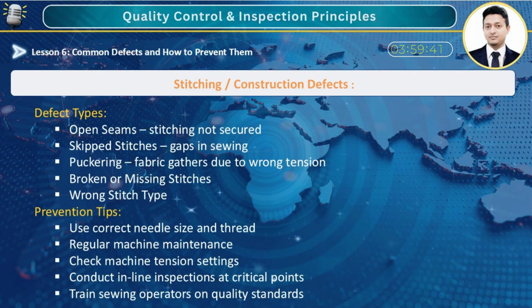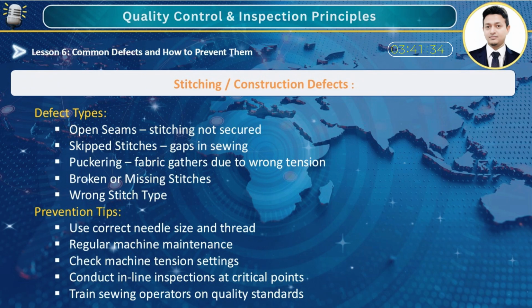Stitching or construction defects. These include open seams where stitching isn't secured, skipped stitches that leave gaps, puckering caused by incorrect tension, broken or missing stitches, and sometimes even the wrong stitch type.